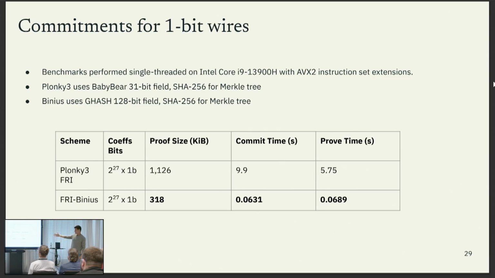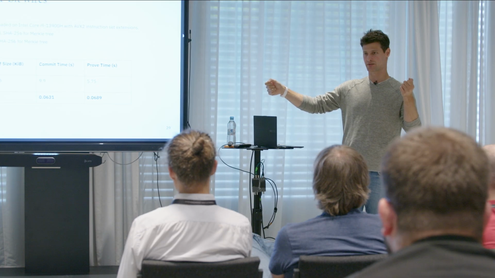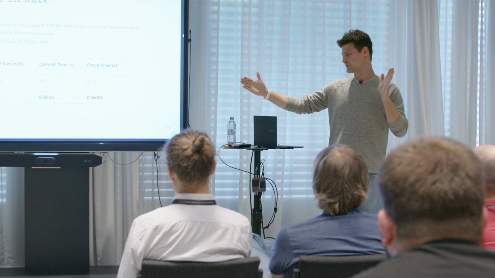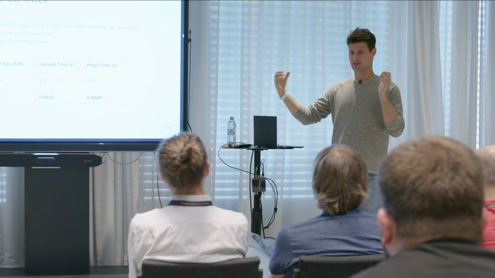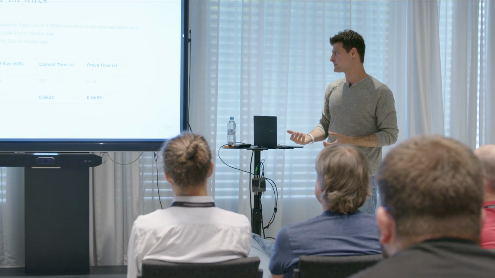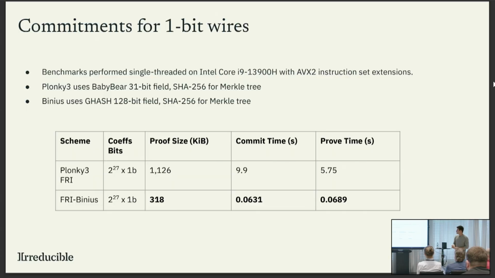And here are the performance numbers I ran on my laptop comparing commitments for one-bit wires in our system versus Plonky3. So it's something like 100 times faster. And that's not shocking because we're taking something that, instead of having one per 32 bits, it's 32 times more efficient or so. Their proof sizes are large because they don't properly implement round skipping in FRI, but our proof sizes are good because we implement that.